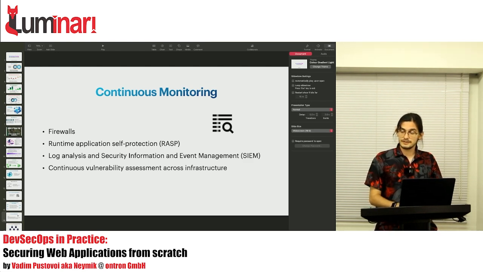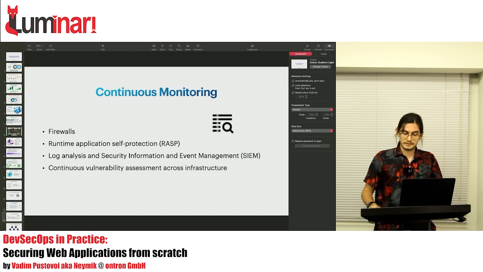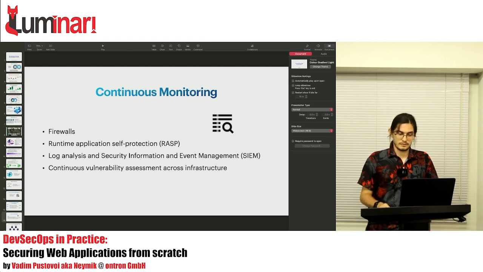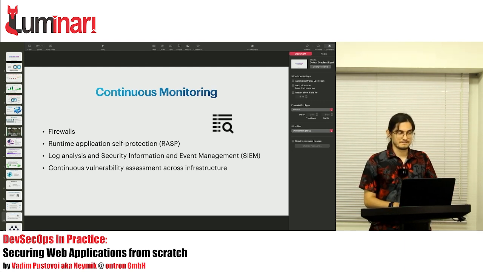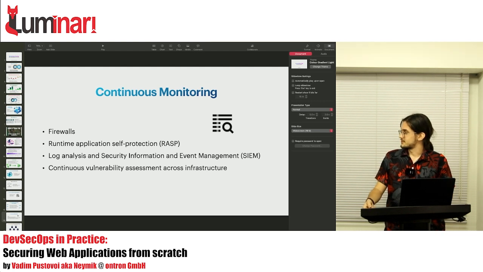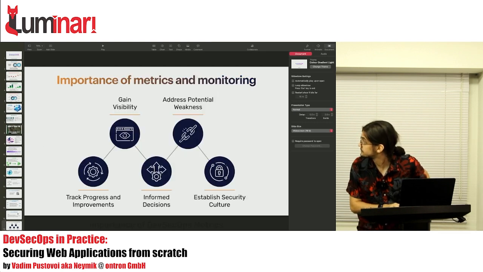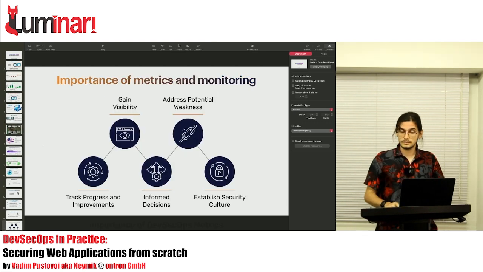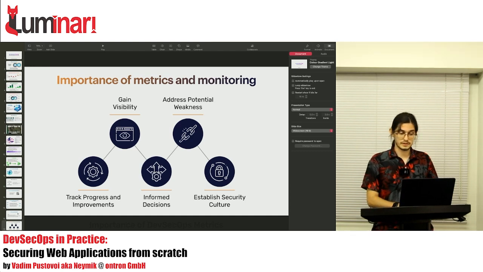There are also a lot of different approaches to how we can organize continuous monitoring. But mainly, we just try to collect logs and analyze them for any things we don't expect there. I think the metrics are especially important in monitoring of systems.